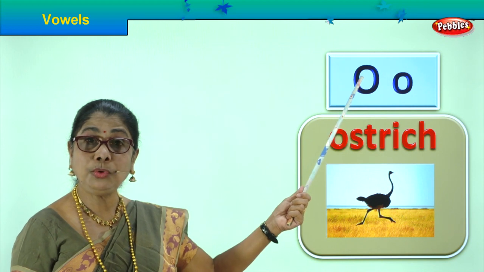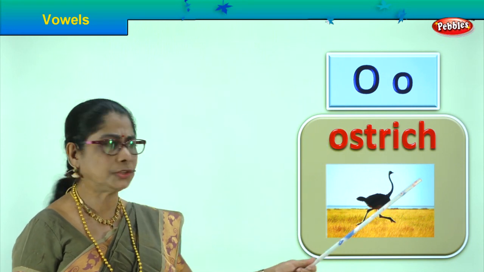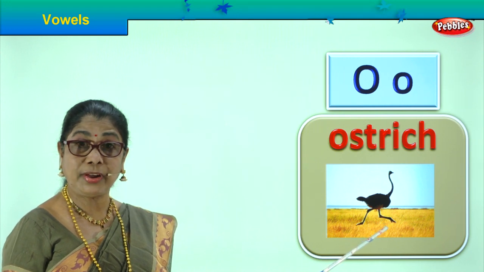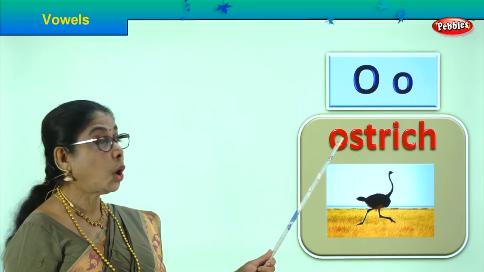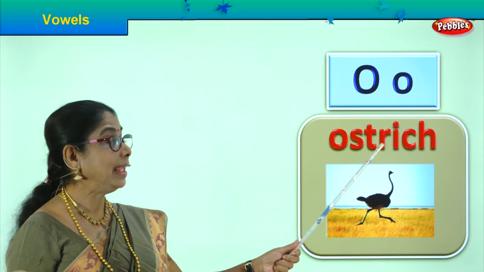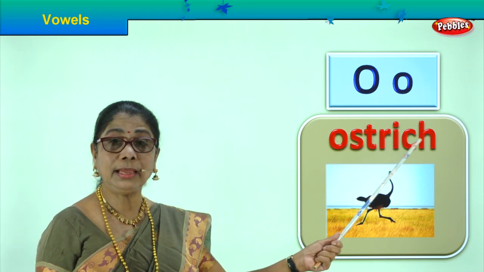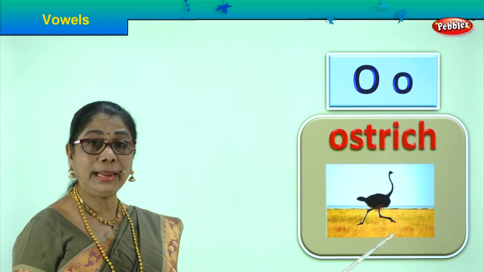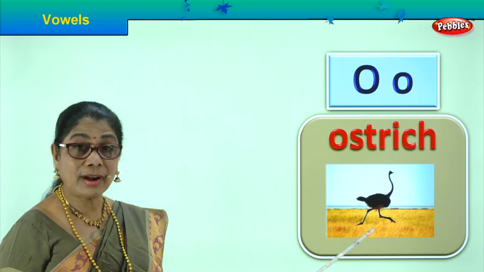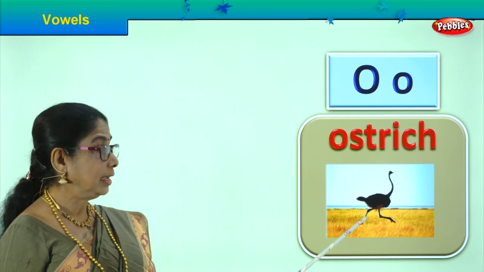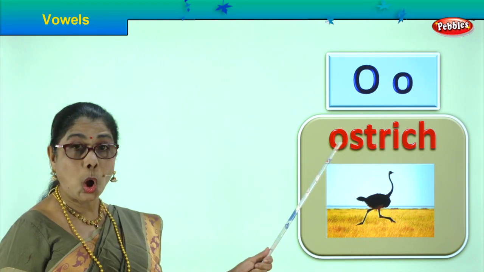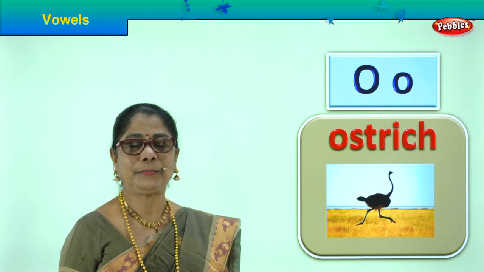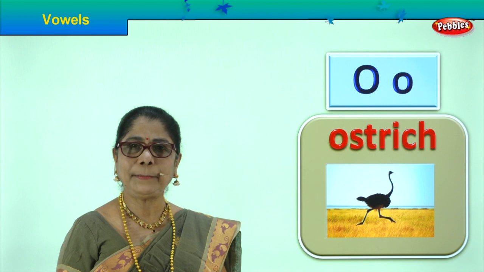O. Sound O. Ostrich. What's an ostrich? It's a huge bird that can run fast. O. O-S-T-R-I-C-H. Ostrich. It's got a long neck and very long legs, and the bird runs very fast. It's the biggest bird. O. Ostrich. Let's look at another picture now.